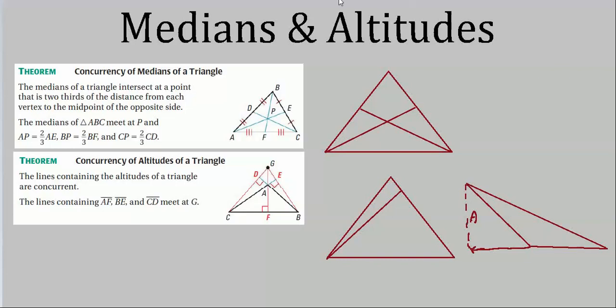So we've got mid segments, we've got perpendicular bisectors, we've got angle bisectors. Now we've got medians and altitudes. The river of your mind must be fairly muddy by now. Nothing we can do about it.